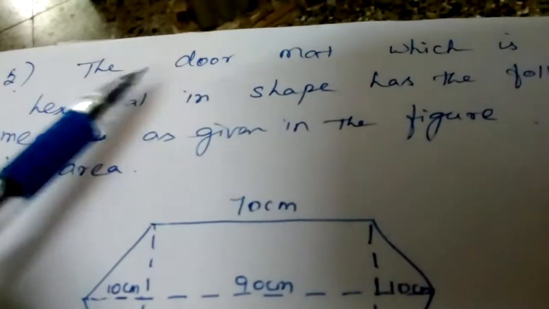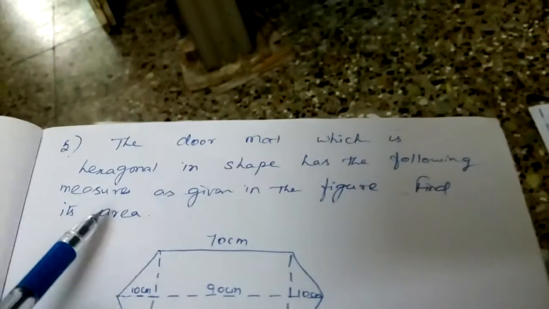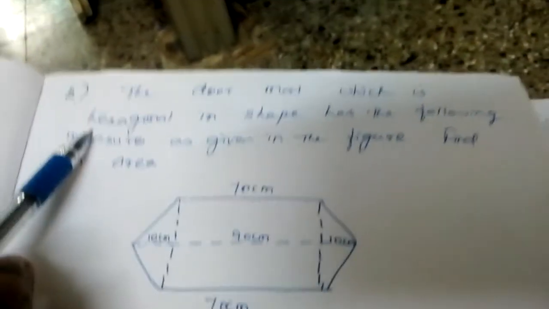This is the fifth question. Let me read the question. The doormat, which is hexagonal in shape, has the following measures as given in the figure. Find its area. It is given that it is hexagonal.